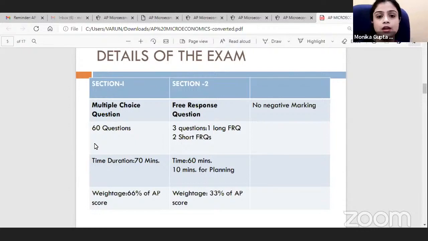And the weightage over here is 33.35% of your AP score. The best part over here is that there is no negative penalty, so it is good that you answer all the questions over there.